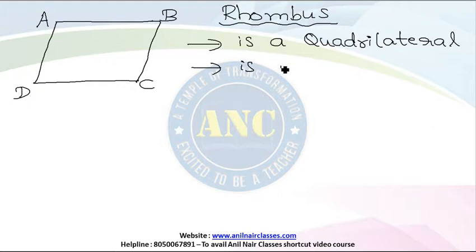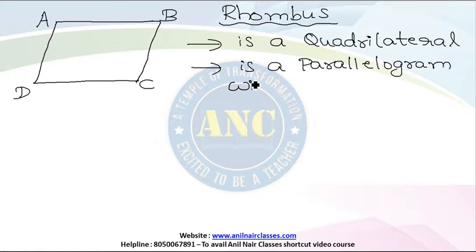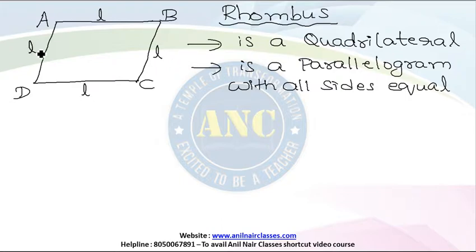Beautiful. Rhombus is a parallelogram. It is also a parallelogram. Sir, we already discussed parallelogram, right? So rhombus is also a parallelogram? Yes. Rhombus is a parallelogram with all the sides equal. Very important point. If I call the length of AB as L, BC also will be L, CD also will be L, AD also will be L.